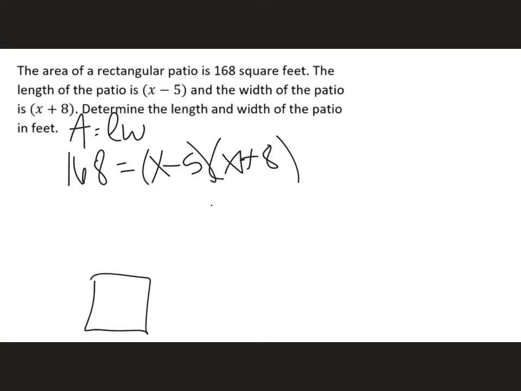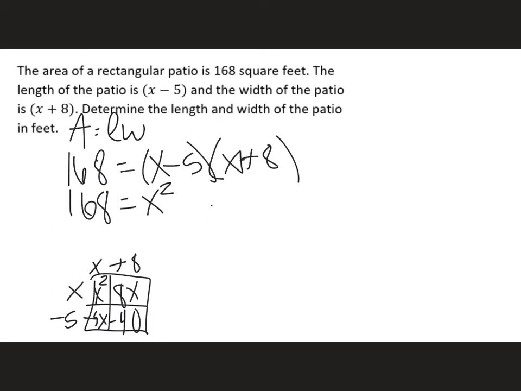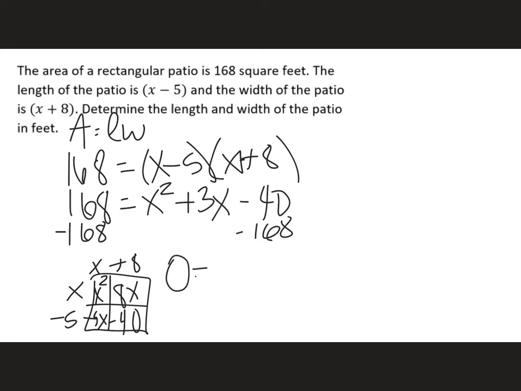You may need to come down and do your multiplication with a box, or you may be confident enough in your ability to distribute the x and distribute the negative 5 that you don't need the box anymore. Either way is fine. So this would be x squared and 8x, negative 5x, and negative 40. So we would have 168 equals x squared plus 3x when you combine 8x and negative 5x, and then minus 40. I'm going to set it equal to 0 so I can solve it using quadratics. So if I subtract 168, I now have 0 equals x squared plus 3x minus 208.